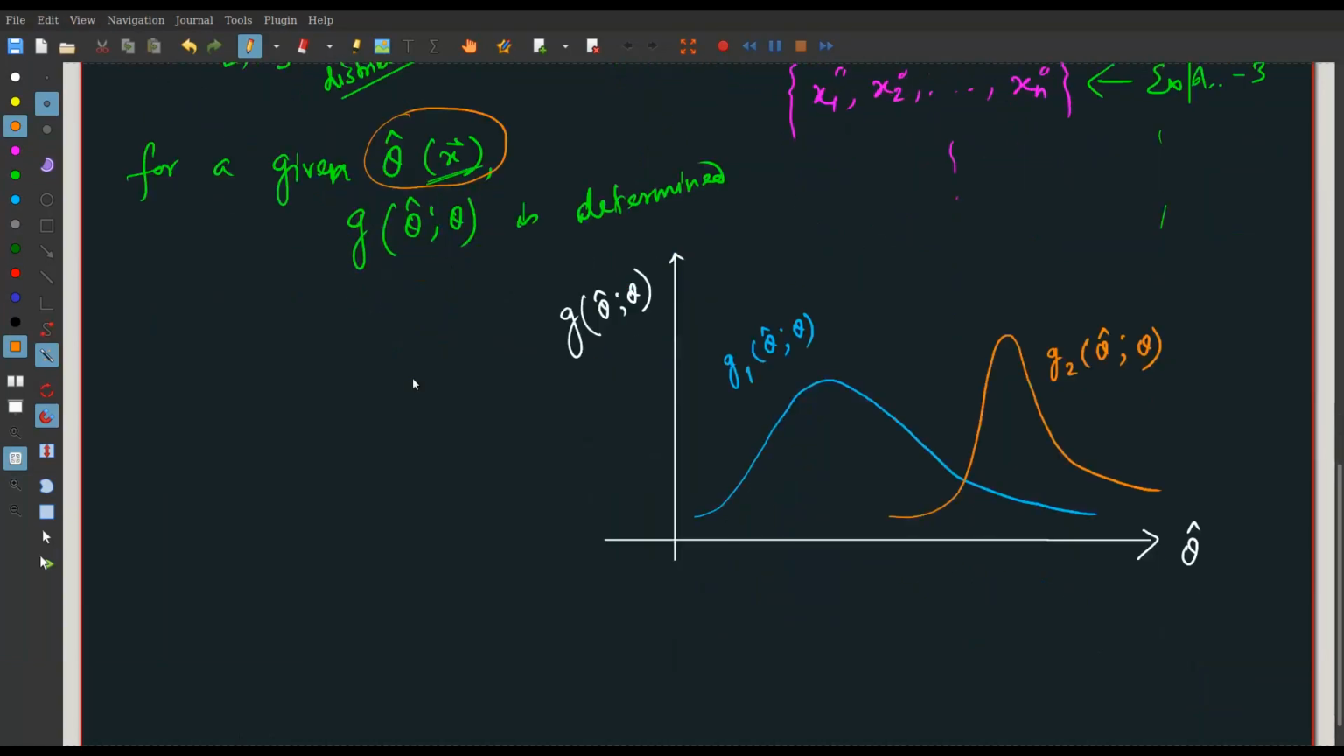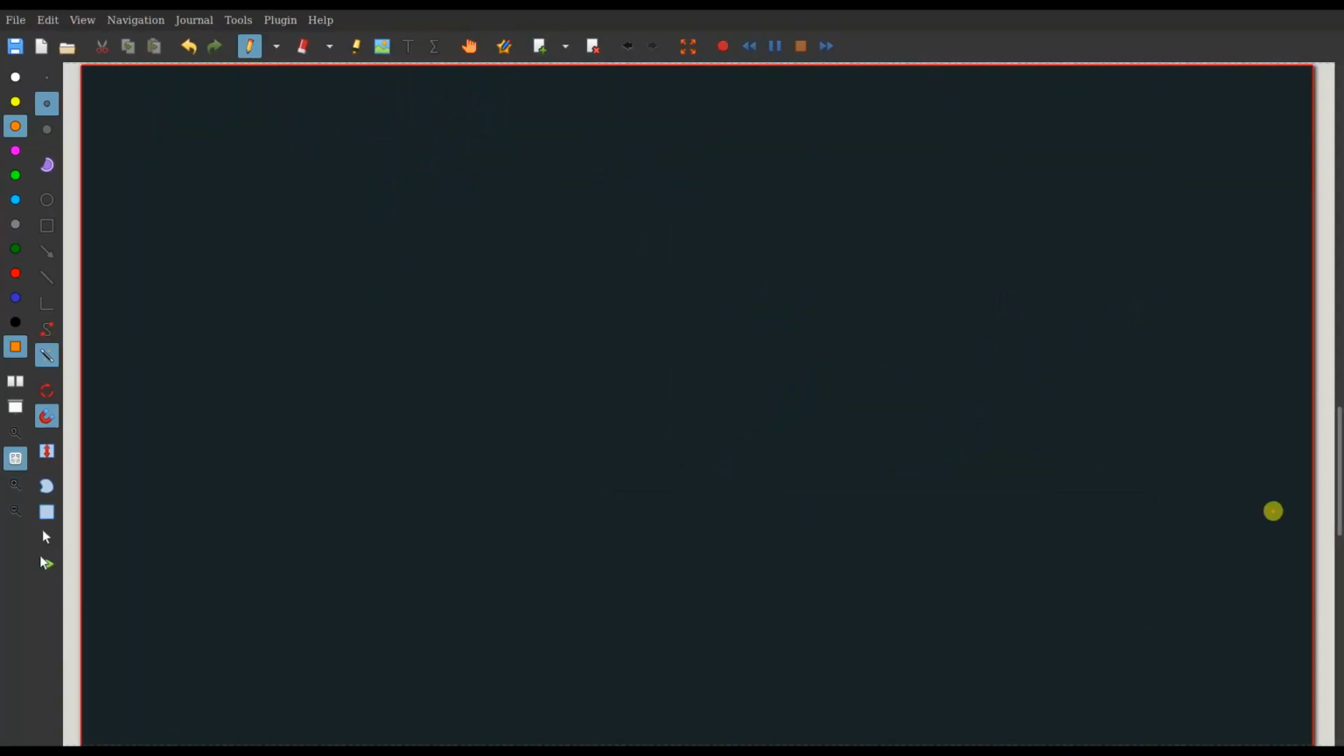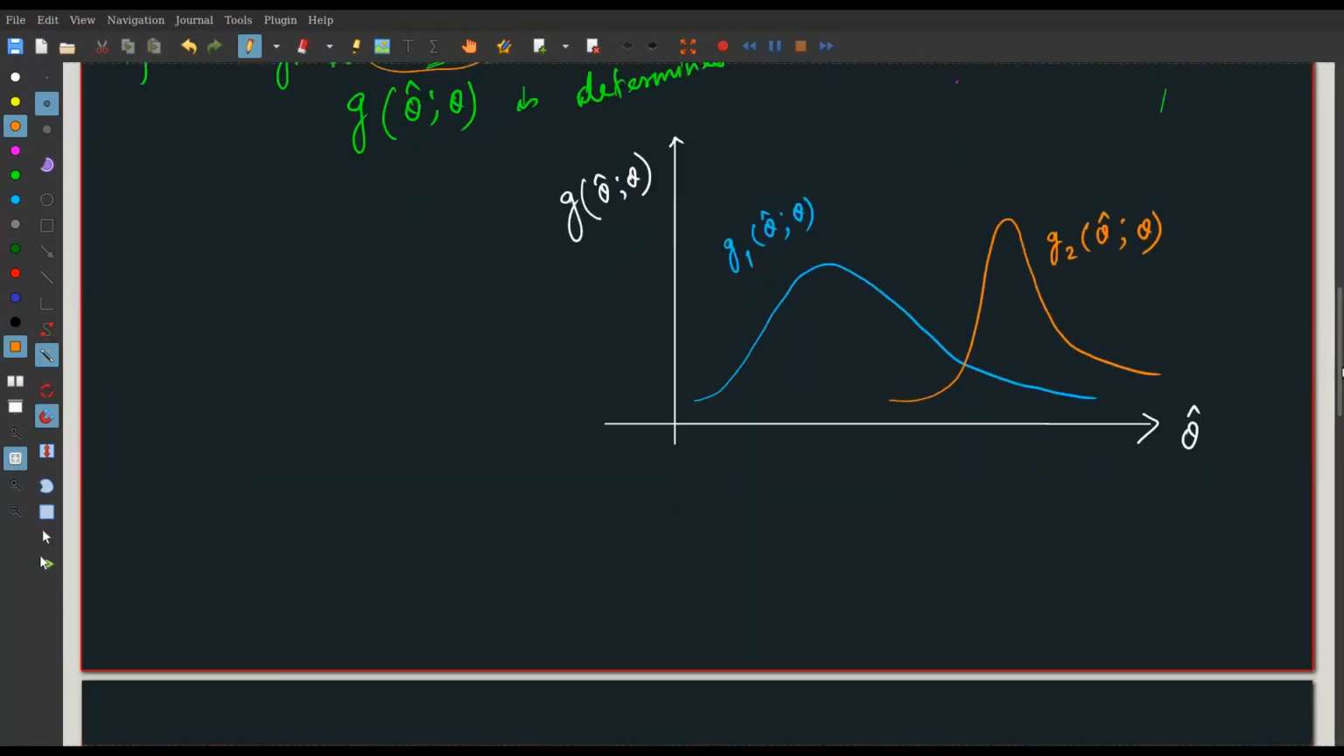So first thing you need to understand is that there are a few things involving the sampling distribution. The first thing is the expectation value of this theta hat. The expectation value of theta hat will be the integral of theta hat times the sampling distribution, d theta hat.